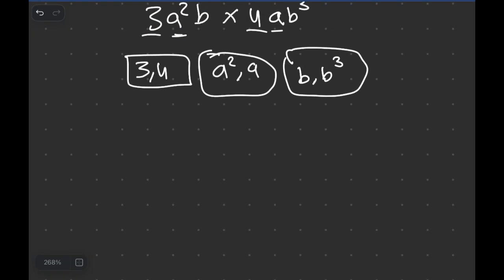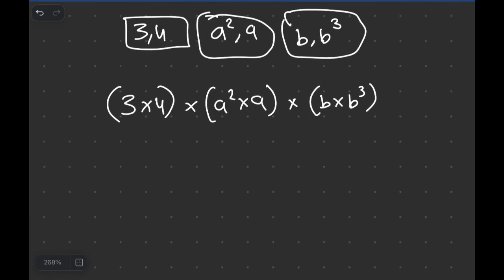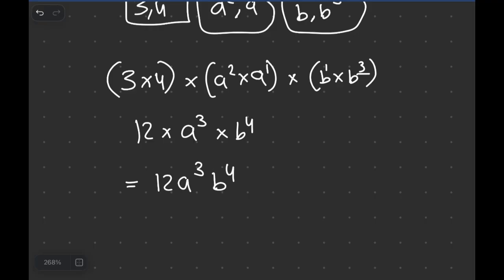So what you want to do is just do 3 times 4 times a squared times a times b times b cubed. And just multiplying them together, you get 12 times a squared times a. Remember, a is just a to the 1, so it's a to the 2 plus 1, which is a cubed, times b is b to the 1, b to the 1 plus 3 is just b to the 4. And putting it together, it's just 12a cubed b to the 4. Now you can't do anything further because there are no common like terms. All of them are different, and hence that's the final answer.